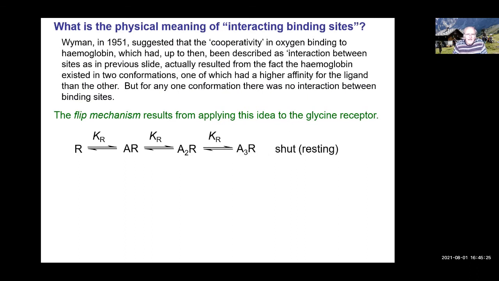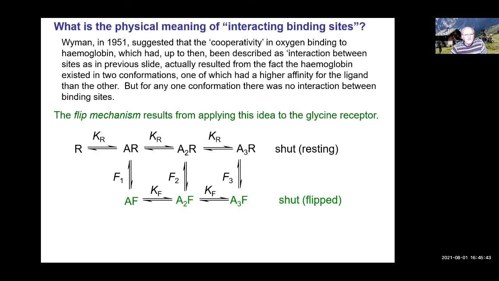Suppose that there are three agonist molecules that can be bound, so we have four shut states, but that we constrain the binding to be the same for each of these molecules. That means the sites are independent on the shut resting state. But we allow a conformation change to occur to a state F, which we call a flipped state, and these flipped states have a higher affinity for the agonist than the shut resting state. But nevertheless, the bindings are independent on the different bindings that can occur to the flipped state. And then each of these states can open with a certain efficacy.